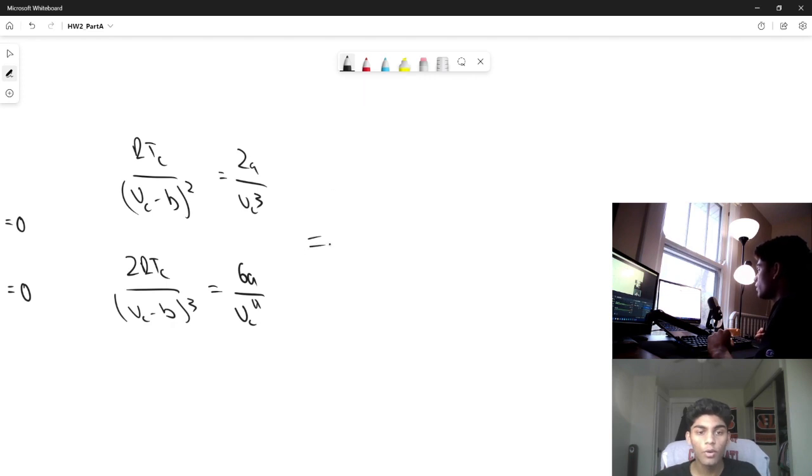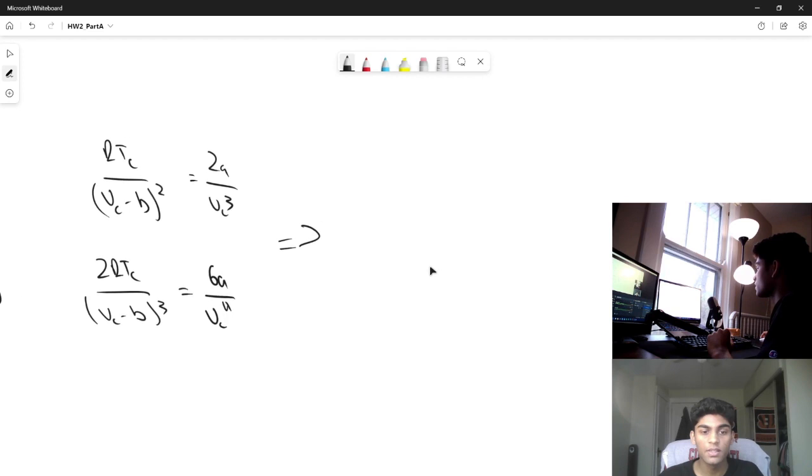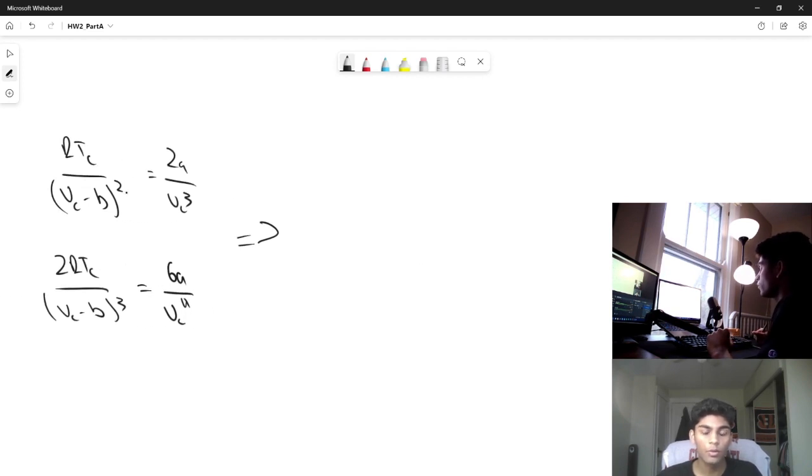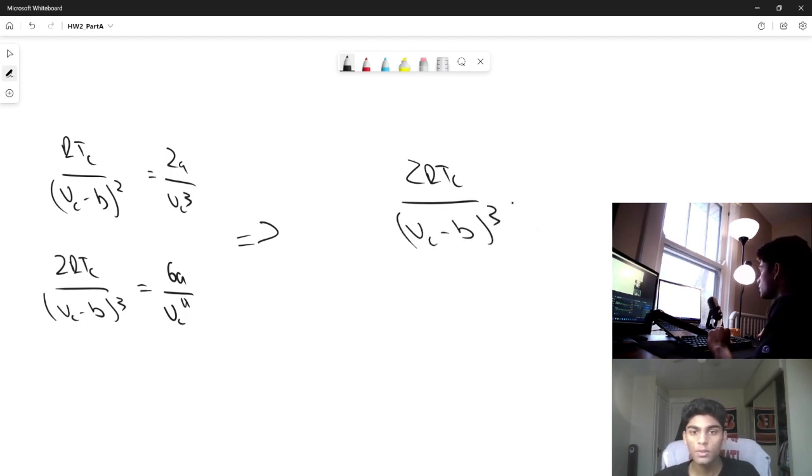So what we're going to do is I'm going to do this one since this is higher in power than the other one, and we're just going to be essentially canceling things out. It'll make it a bit easier to look at. So we're going to have 2RTc over (Vc - b) cubed equal to 6a over Vc to the 4th.